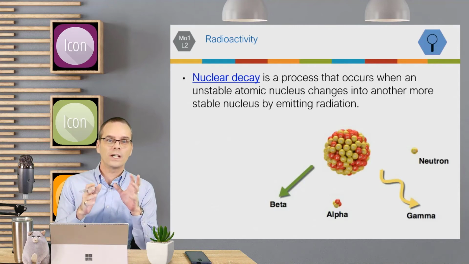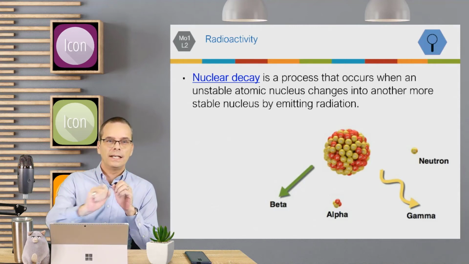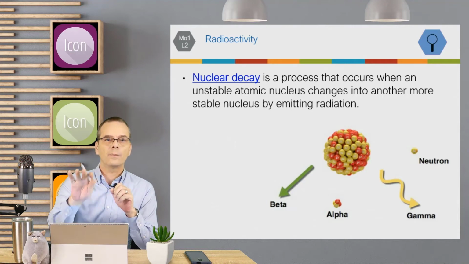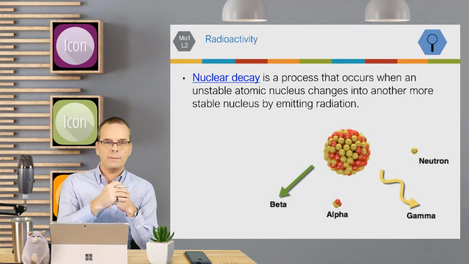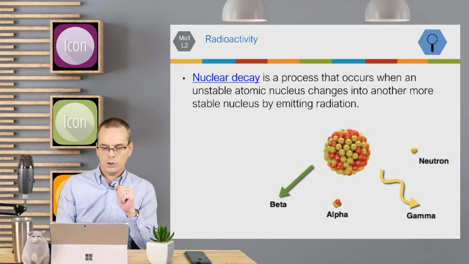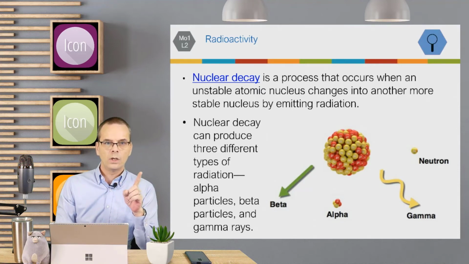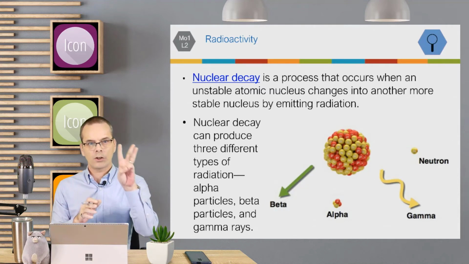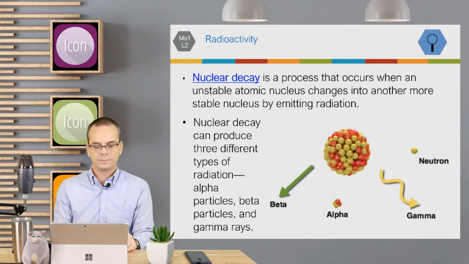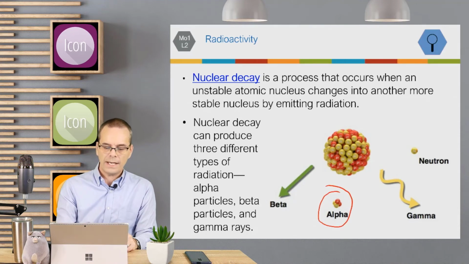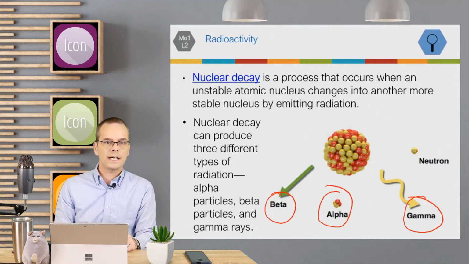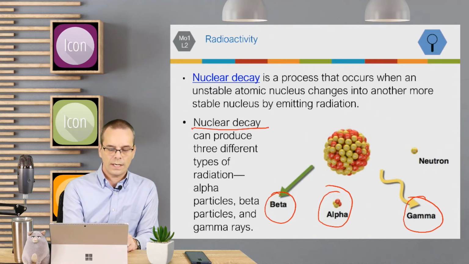We call this nuclear decay, as it starts to get rid of the radiation within the unstable atomic nucleus. It starts to become more stable. That process of reducing the radiation is called nuclear decay. Now, when nuclear decay happens, there are 3 different types of radiation it puts out. There's alpha, beta, and gamma. All right? Those are the 3 types of radiation.